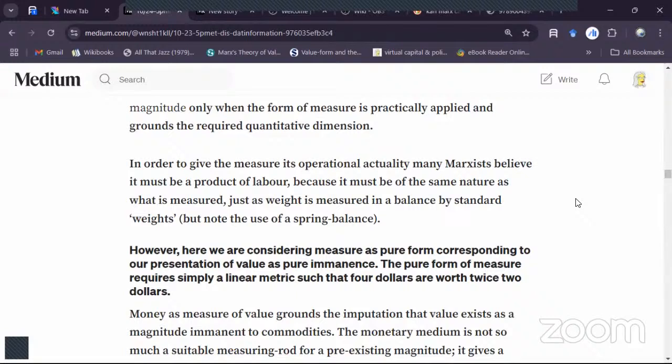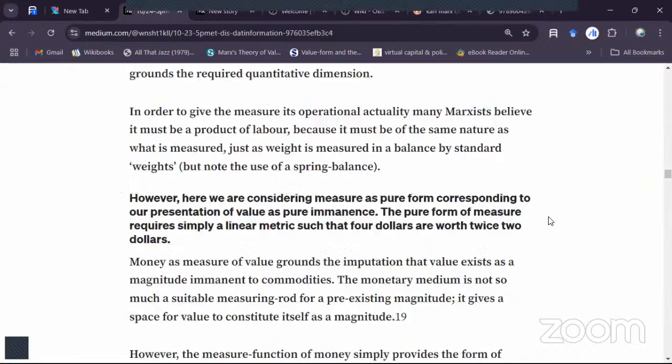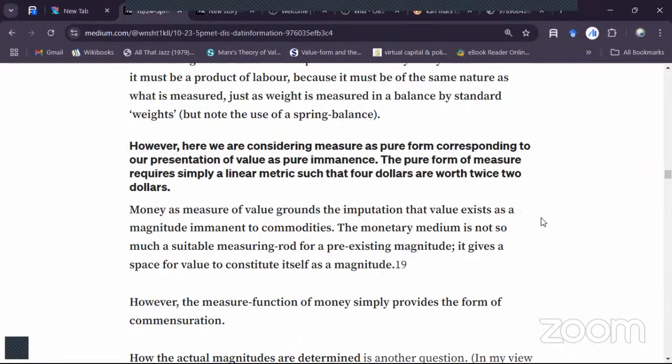In order to give the measure its operational actuality, many Marxists believe it must be a product of labor because it must be of the same nature as what is measured, just as weight is measured in a balance by standard weights, but note the use of a spring balance anyway. However, here we're considering measure as pure form corresponding to our presentation of value as pure immanence. So you've already made some restrictions here. The pure form of measure requires simply a linear metric such that $4 are worth twice $2. Now, that all seems very simple, but it gets a little ugly when we start talking about double eagles and Morgans and a bunch of other things.